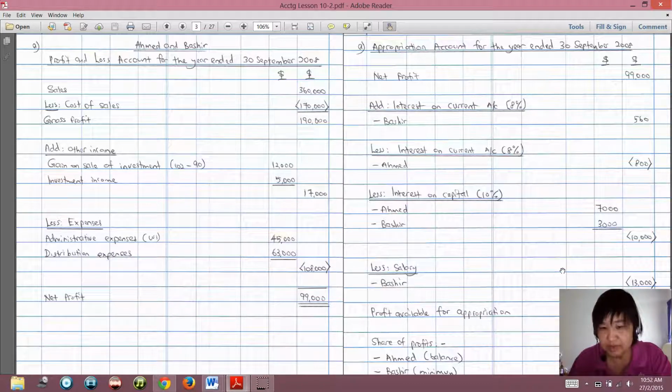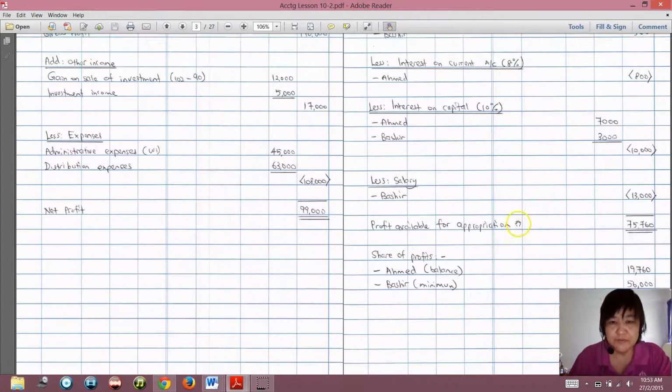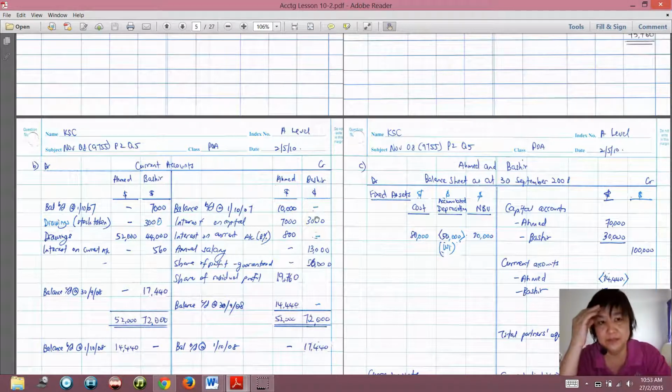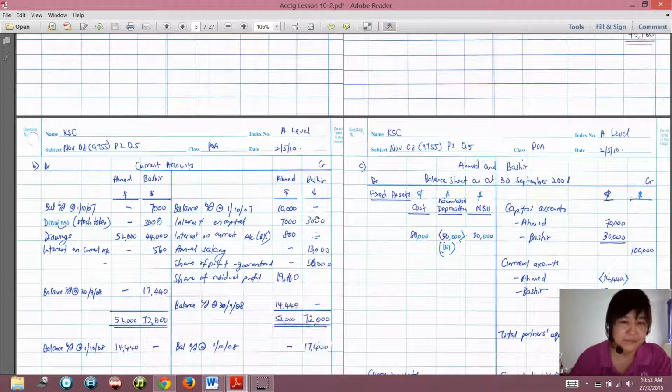Then the question also says, look at the top part of the question. Their partnership agreement allows 10% interest on the fixed capital and charges interest at 8% per annum on the opening balances of their current accounts. So you see the current account, Bashir's one is a debit balance, and then Ahmad's one is a credit balance. So what can you think from here?